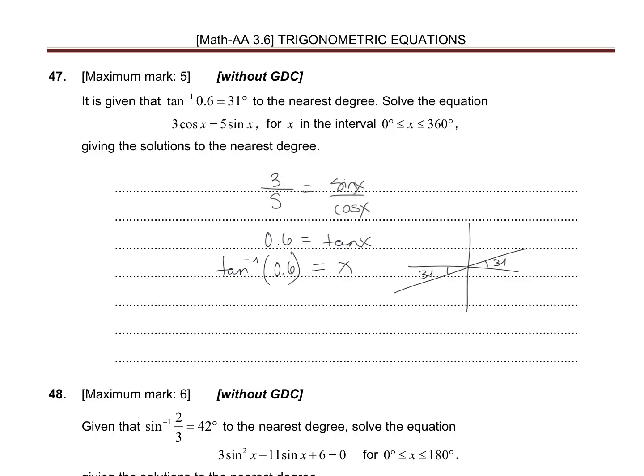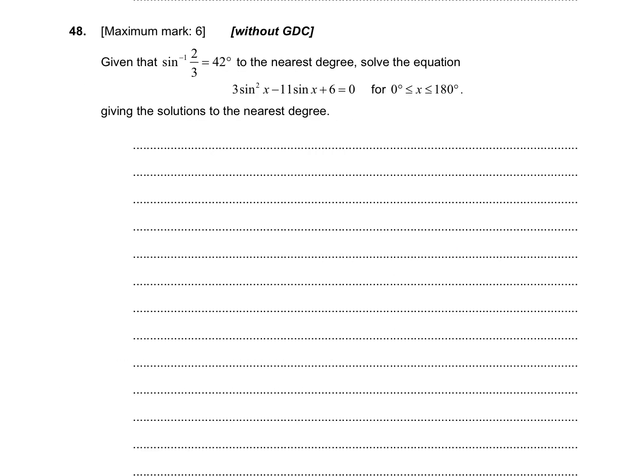So from 0 to 360, we're going to have x is 31 degrees, or we have 180 plus 31, which is 211. All right, so now we have this. Okay, so we need to factor.